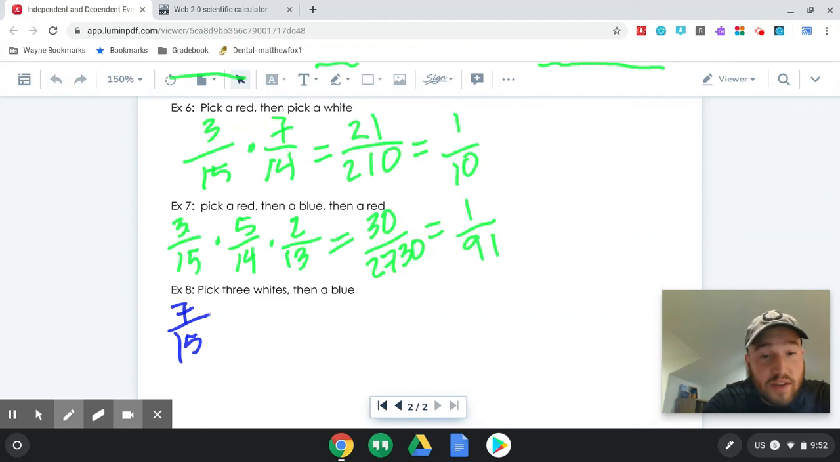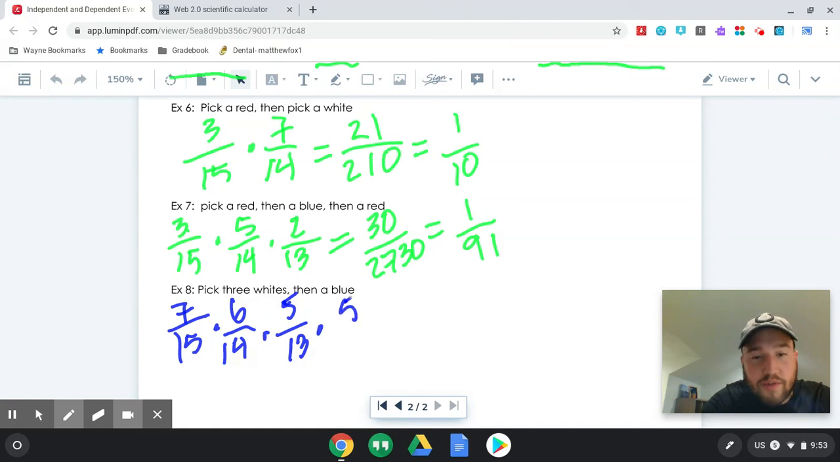However, now there's one less. So our next one, chances would be 6 over, one less marble in the jar, 14. Next one, there's one less white, one less marble, so it's going to be 5 over 13. Now, at this point, the blue, there are still 5 blue marbles, so we're going to put 5 up there. Over, and we can put a 12.